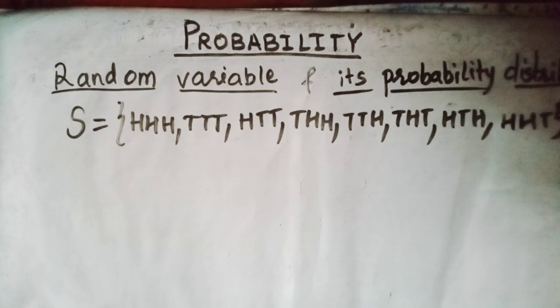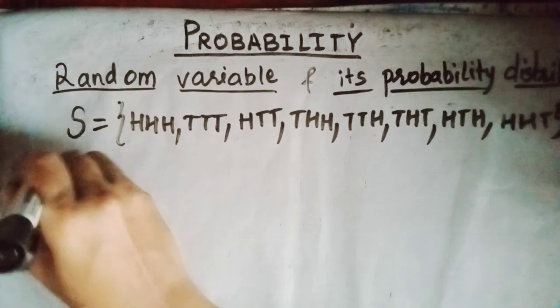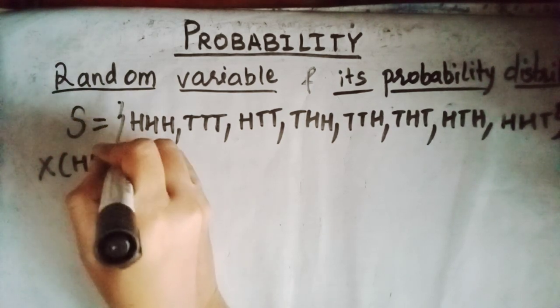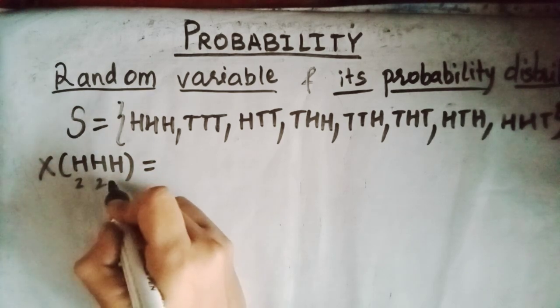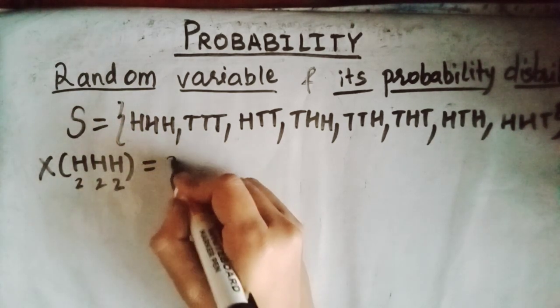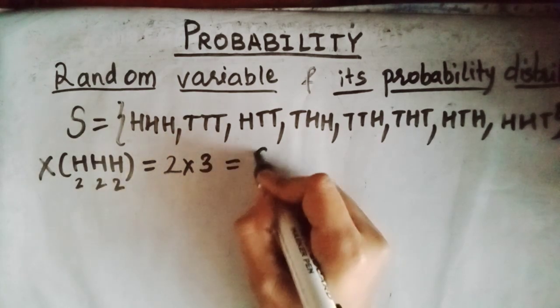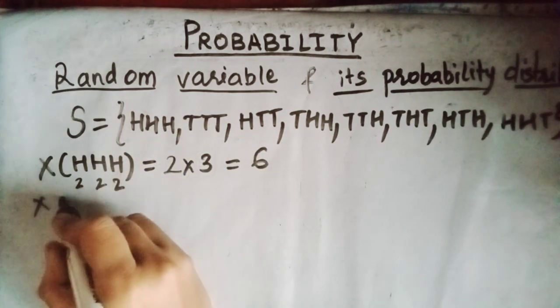So you have to find the amount gained or lost by the person. For each head he is given ₹2, and for each tail he has to give ₹1.50, so you have to subtract that sum. So X of HHH will be what? Now 3 heads are there, right? So he gets ₹2, ₹2 and ₹2. So the total amount will be 2 into 3, so it is 6.